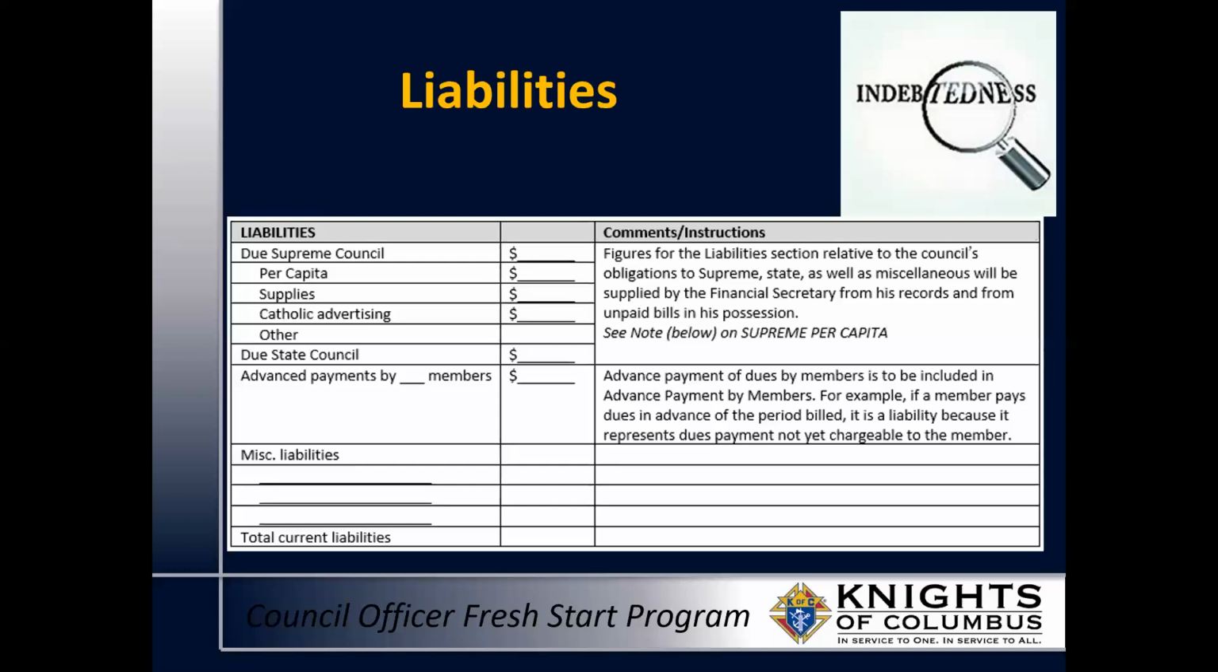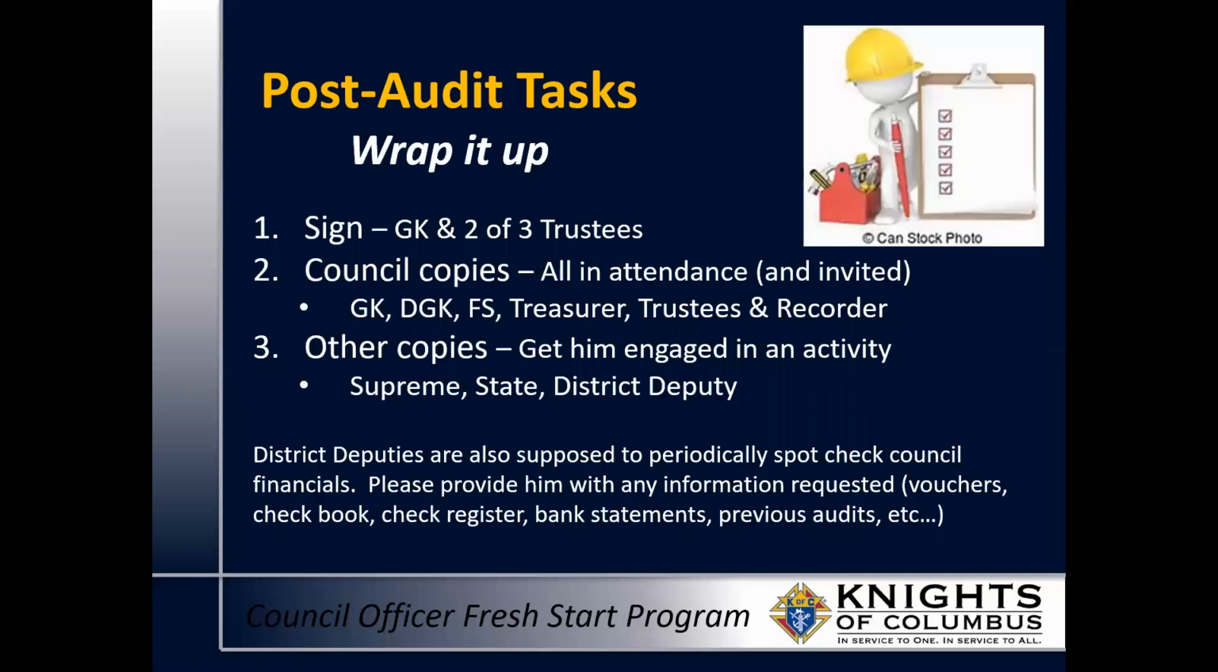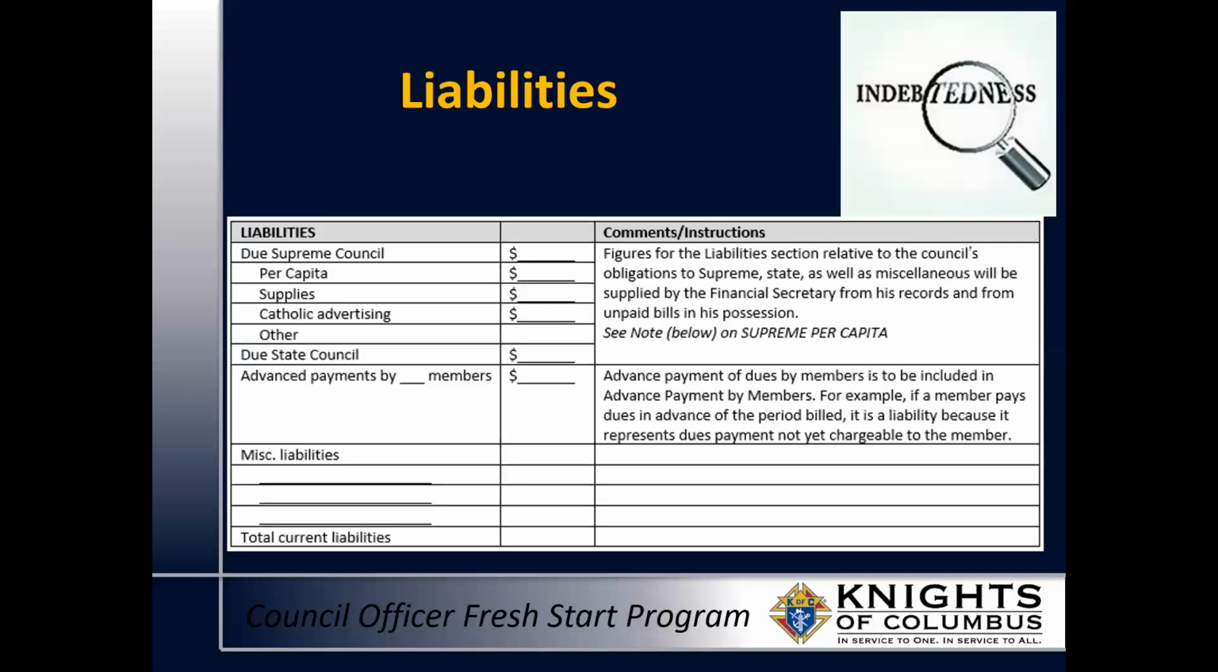Advance payment by members. If you have someone that paid ahead of time, and I know it's probably very far and in between, sometimes it's tough getting the current year without having people paying in advance. But if you have a member who pays ahead of time, that money would go in there, along with the number of members that did that. And then your miscellaneous liabilities: if you have any bills that weren't paid at the time, those would be put in that line. So that would be your total current liabilities.